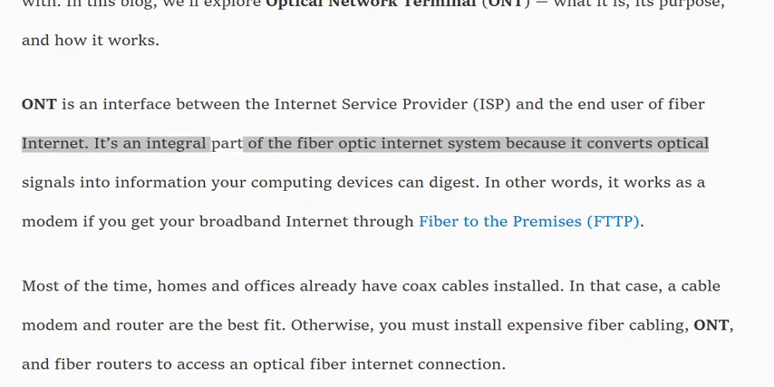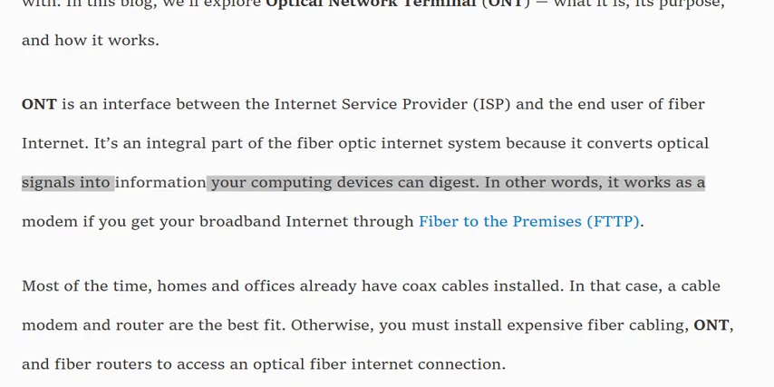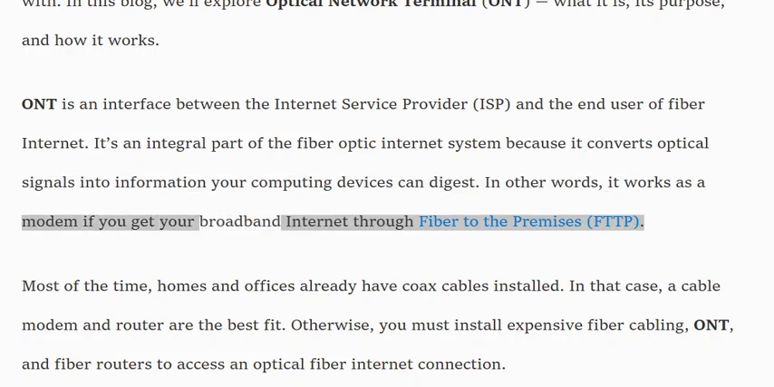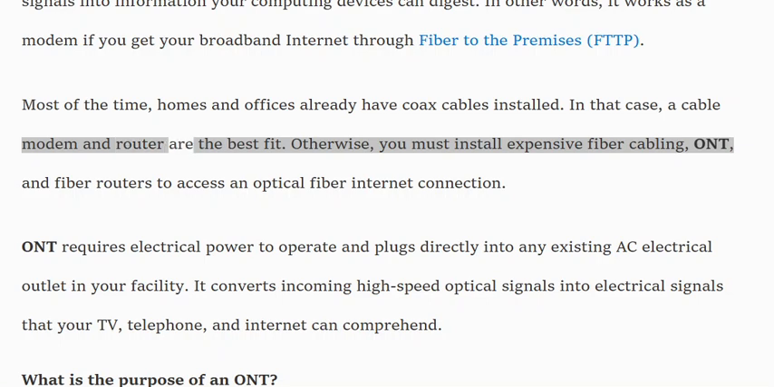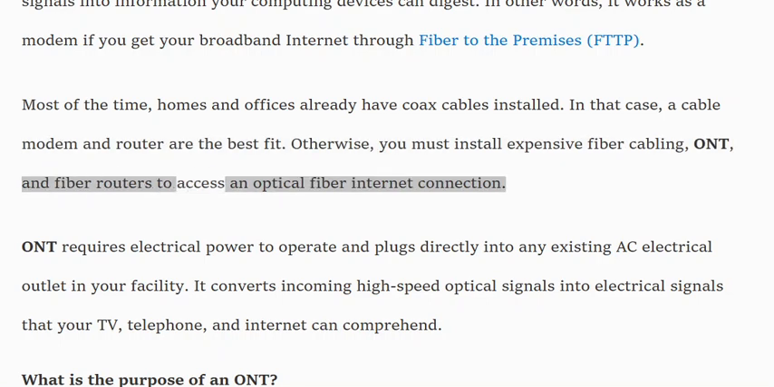It's an integral part of the fiber optic internet system because it converts optical signals into information your computing devices can digest. In other words, it works as a modem if you get your broadband internet through fiber to the premises, FTTP. Most of the time, homes and offices already have coax cables installed. In that case, a cable modem and router are the best fit. Otherwise, you must install expensive fiber cabling, ONT, and fiber routers to access an optical fiber internet connection.